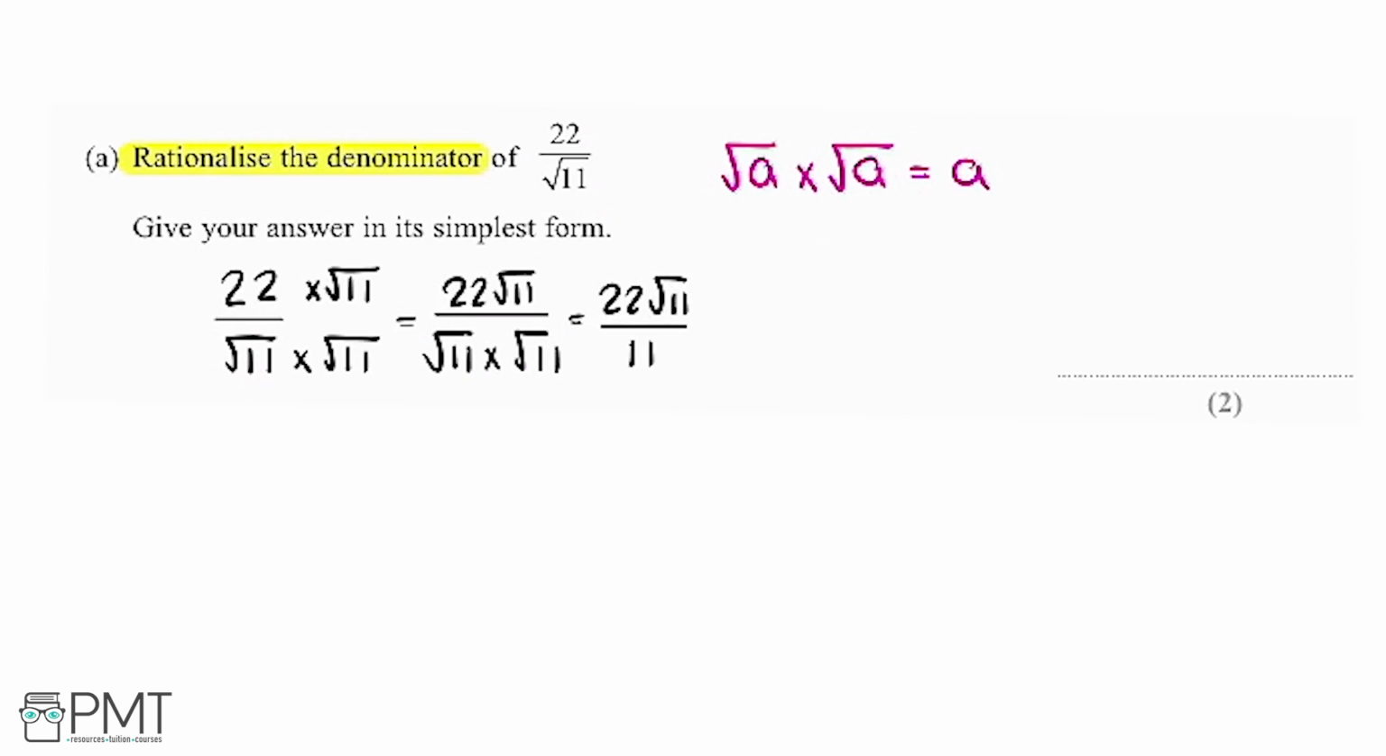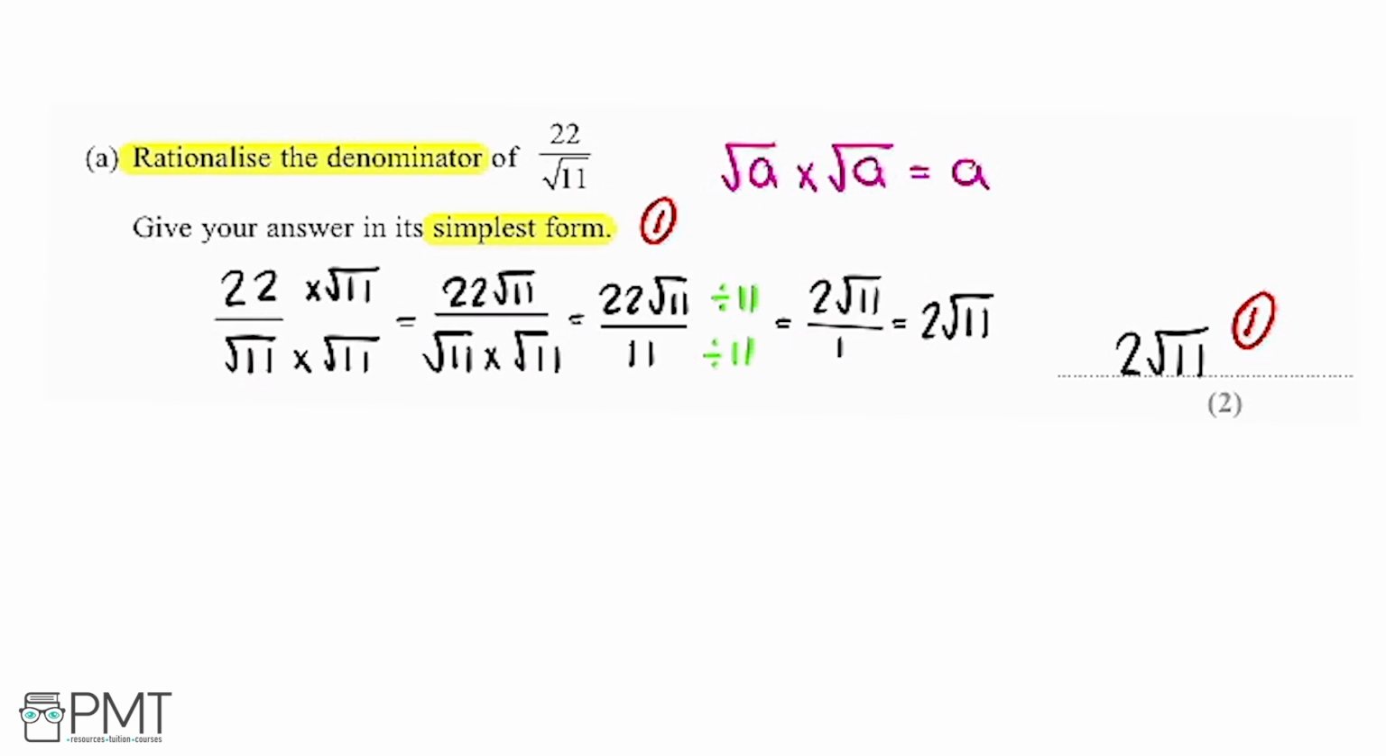Now we're almost there, but a key part is it says that we need to give our answer in the simplest form. So we can now divide the top by 11 and divide the bottom by 11, which gives us 2 square root of 11 over 1. And because there's no more common factors to divide by in the numerator and the denominator, we've reached the simplest form. So our answer is 2 square root 11. We get 1 mark here for our working and our final mark for the correct answer.